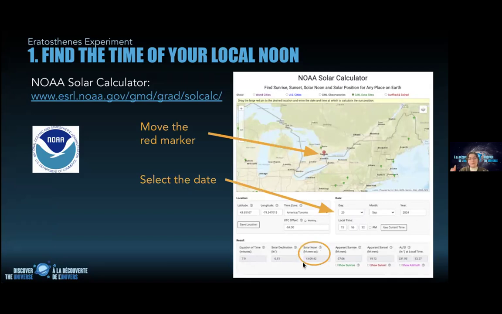And so in Toronto, the solar noon on September 23rd, 2024 is at 1:09 p.m., 42 seconds. Around 1:09 will be sufficient. So for your location, you'll want to go into this calculator, move the red marker to select your location, put in September 23rd, 2024, and find the time of your solar noon.